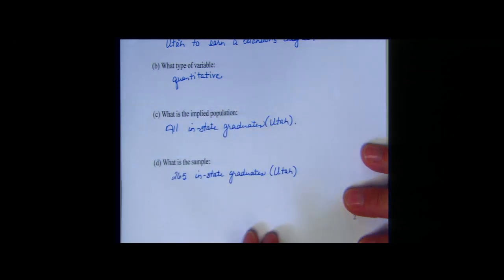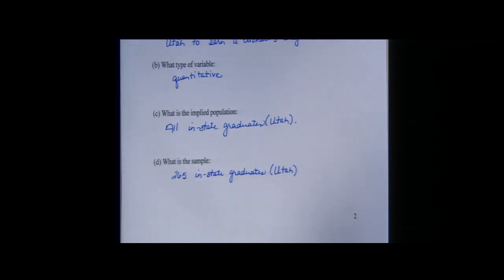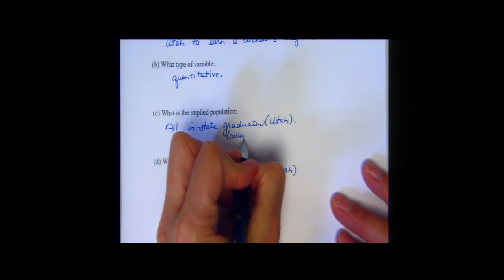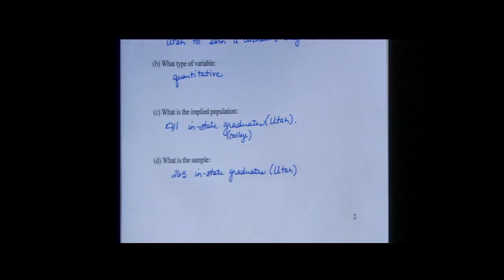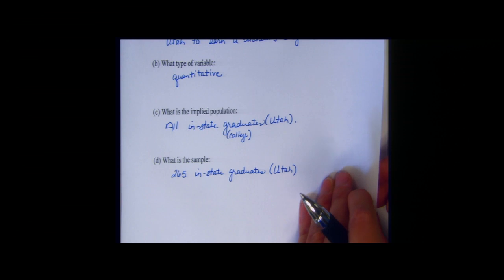Would not make any sense to gather data or use someone in the state of Oklahoma, because that's not what they're studying. So it needs to be all in-state graduates, and then you need to know it's from Utah. And of course, also these graduates are college graduates, not high school, not kindergarten, and so forth. So that is how you pull that information out from an example. Okay, moving on.